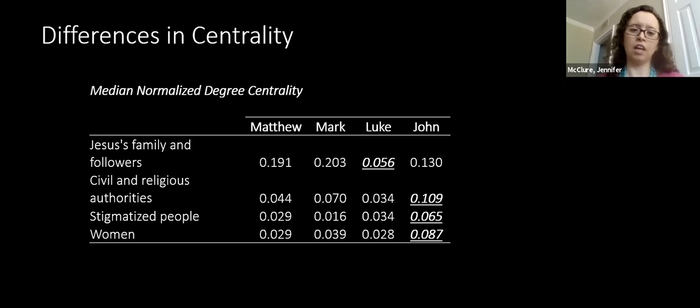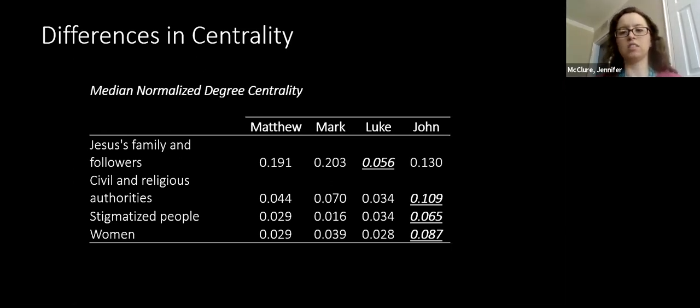But in Luke, the average person in the group of Jesus' family and followers reaches a much smaller part of the network. In Luke, the average person reaches about 6% of the network. In Matthew and Mark, the average person among Jesus' family and followers reaches about 20% of the network. So it's a fairly significant difference. And what I noticed with this in Luke is that Luke does not present Jesus' disciples as less central. So it's not like Simon Peter or James and John, sons of Zebedee, are significantly less central in Luke than in Matthew and Mark. The key 12 disciples have fairly similar centrality in Luke as in Matthew and Mark.